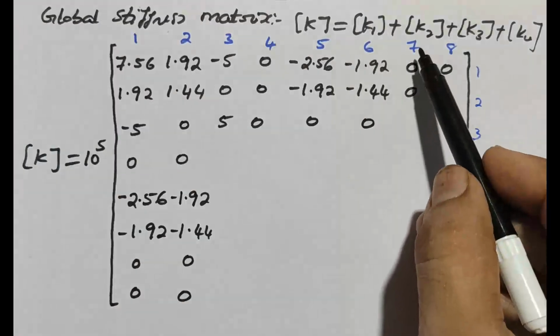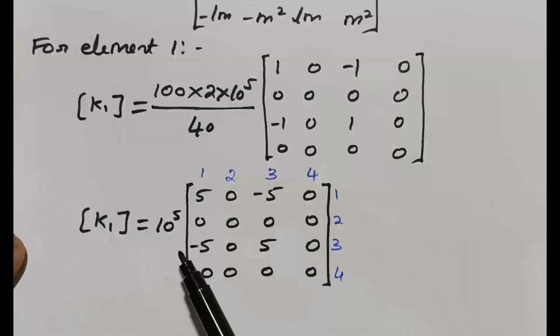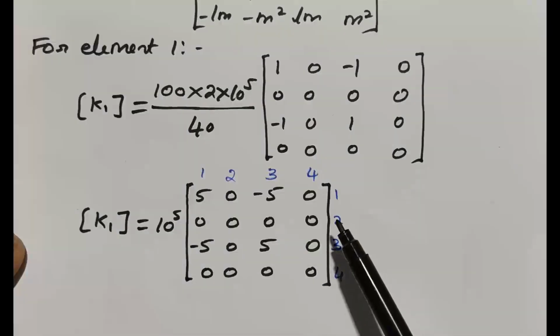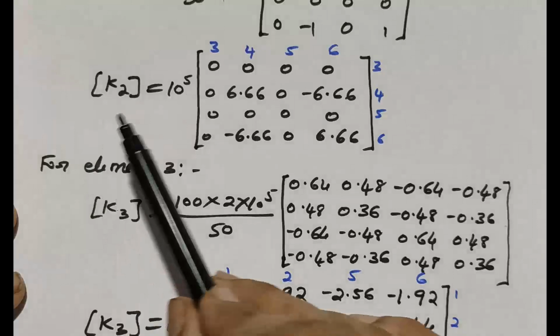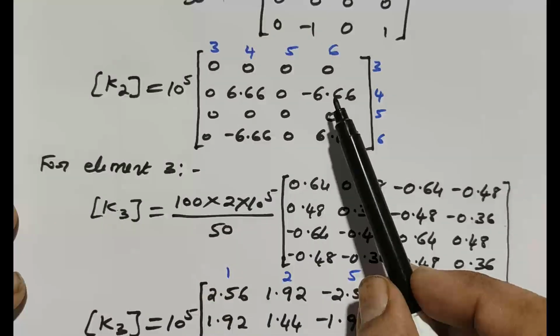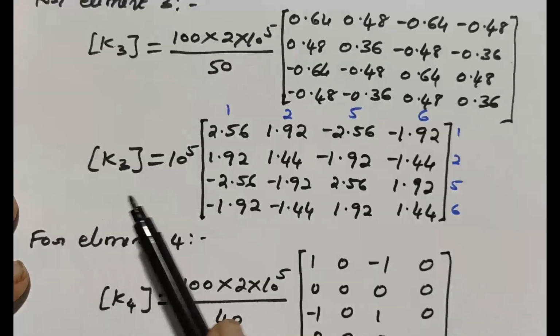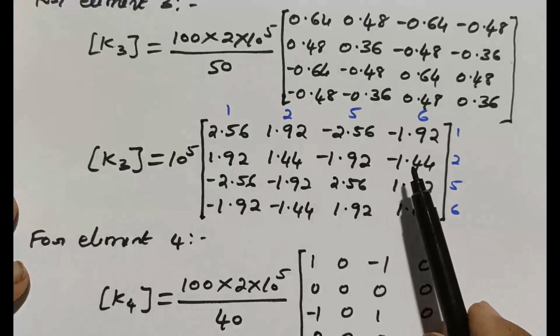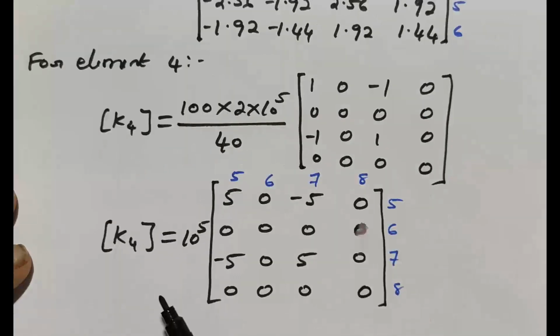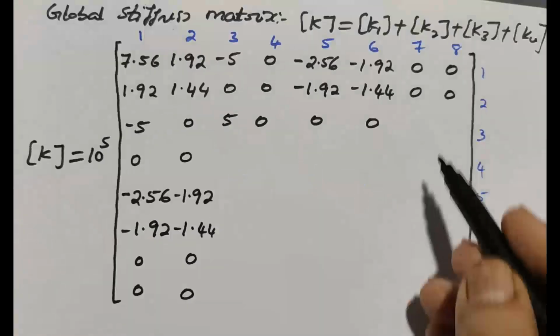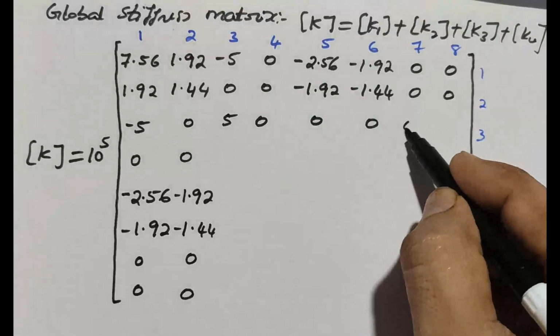Next, we need the element corresponding to 7 and 3. See K1, here we don't have any element corresponding to 7 and 3. In K2 also, we don't have any element corresponding to 7 and 3. Again in K3, we don't have any, and again in K4, we don't have any element corresponding to 7 and 3. Therefore, the element corresponding to 7 and 3 is 0.